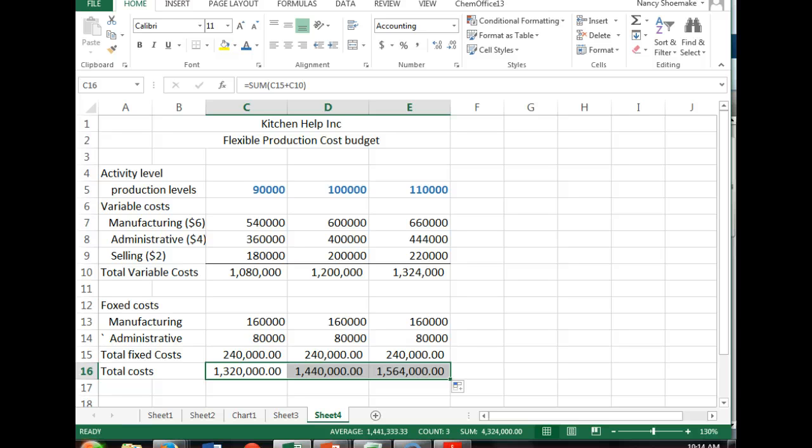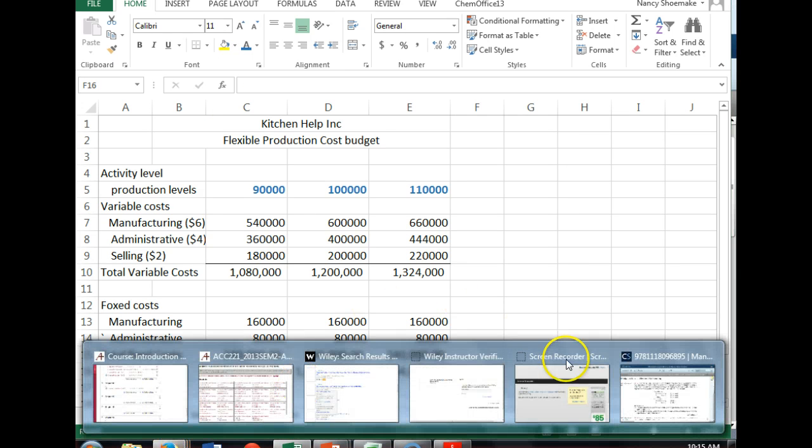Can I help? Are you guys getting it? Should I really slow down? This is the kind of problem you're going to have, guys. It's going to be this simple. So that's it for flexible budget, just once you get total costs, you're done with it?